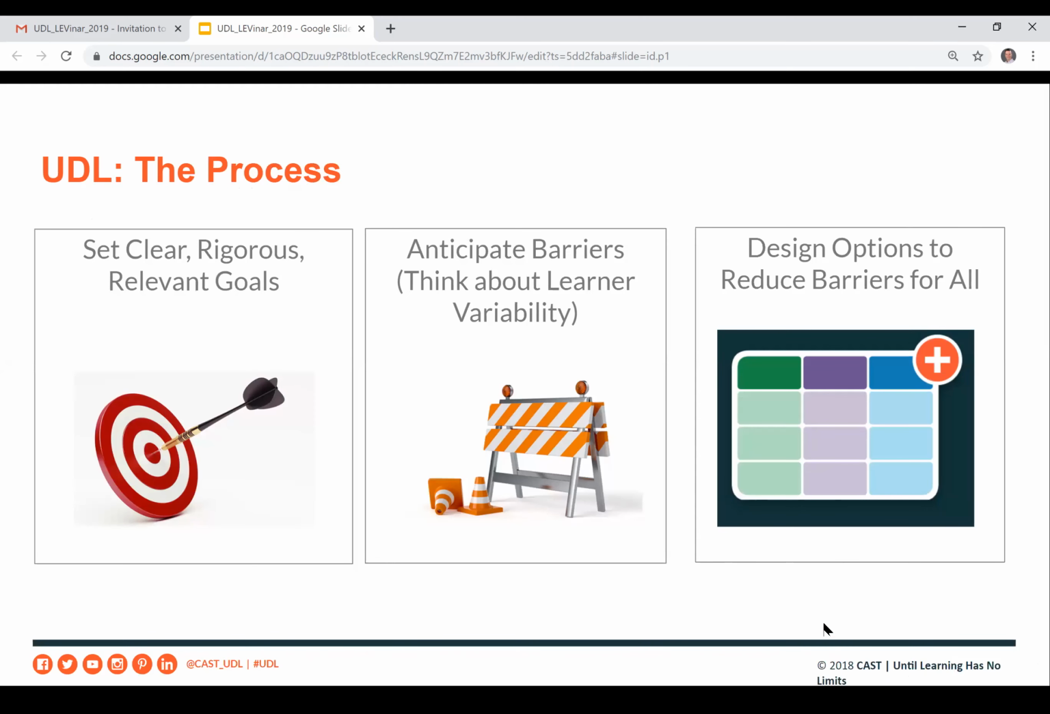So the process for UDL is kind of simple. You set clear, rigorous, and relevant goals. You anticipate the barriers by thinking about learner variability. And then you design options to reduce barriers for all.